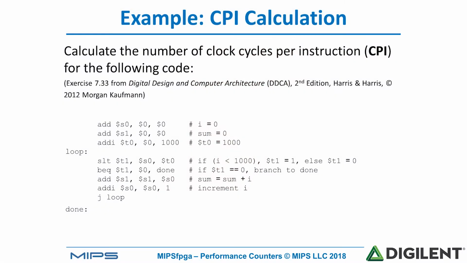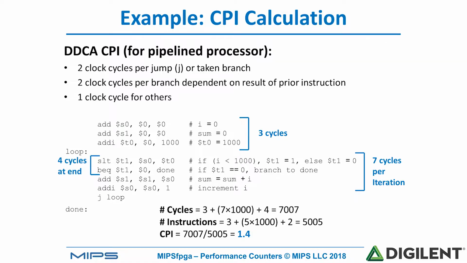So now let's look at an example of using the performance counters to calculate CPI, or the number of clock cycles per instruction. Here's some example code that performs a loop 1,000 times and then continues. Let's first analyze the CPI using the ideal pipelined processor from Digital Design and Computer Architecture by Harris and Harris. Jumps and taken branches require 2 clock cycles, and branches that are dependent on the result of the immediately prior instruction also require 2 clock cycles. All other instructions require a single clock cycle.